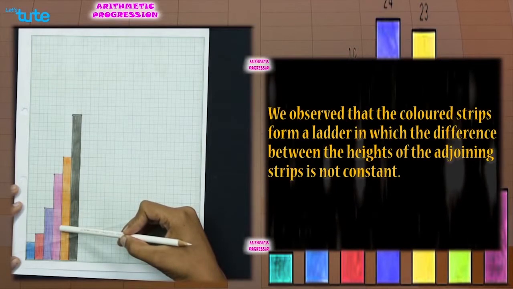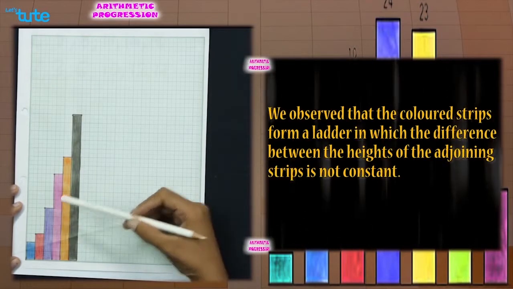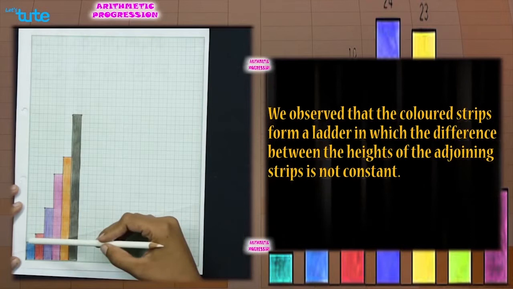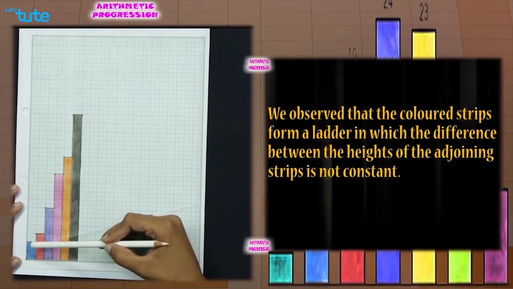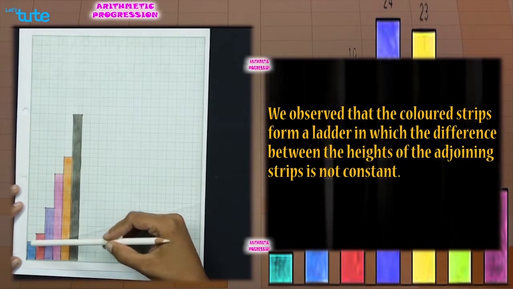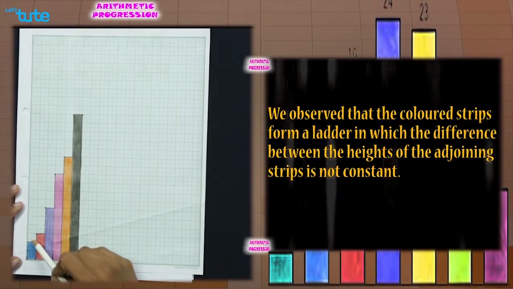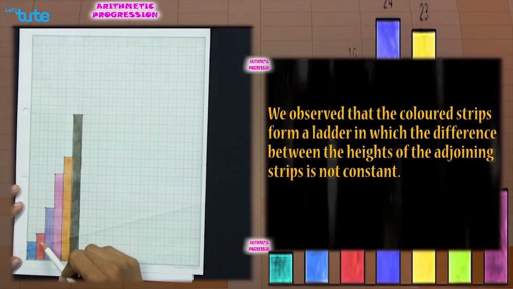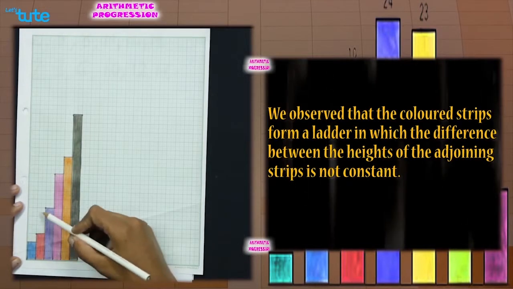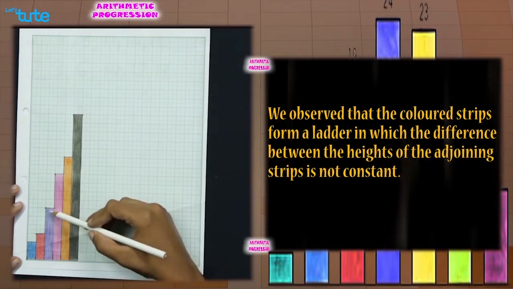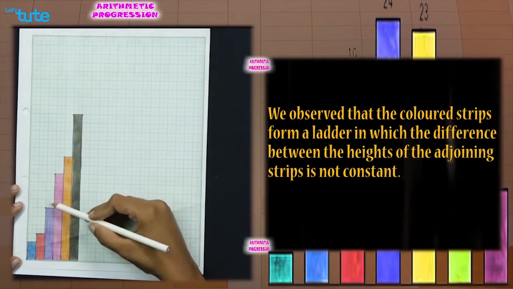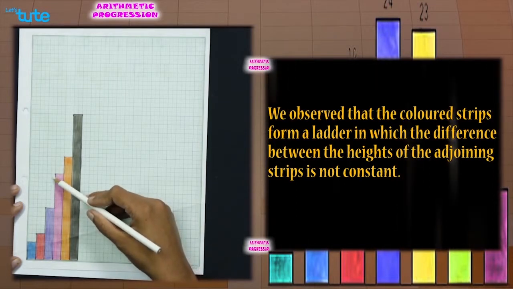Again this resembles a ladder. But as in the previous case, let us check the difference between the heights of the consecutive steps. The difference in the height of the blue step and the red step, that is the first and the second, is 1. Whereas the difference between the second and the third is 3. What about the difference between the third and the fourth? It comes out to be 4 squares.